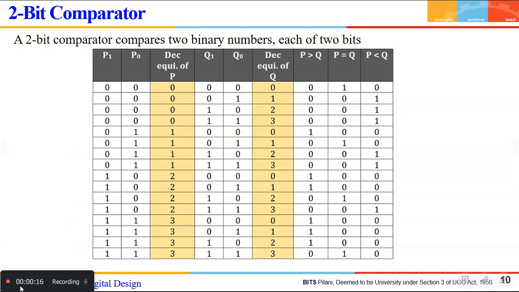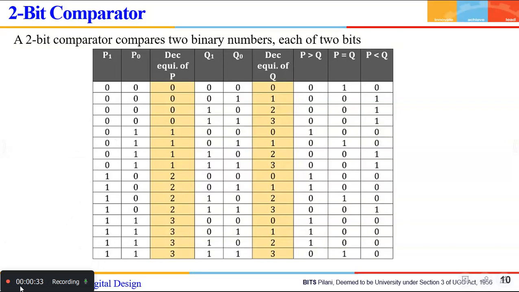So something is displayed on the screen. What is that? I'm going to ask you the questions today. Today it will only be me asking questions, and you need to answer me. What is there on the board? Truth table for 2-bit comparator, right?